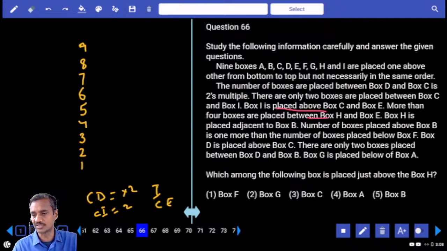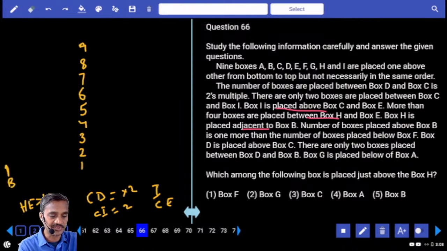And more than 4 boxes are between H and E. That is greater than or equal to 5 boxes, or 5, 6, 7. And H is placed adjacent to B. The number of boxes above B is 1 more than the number of boxes below F. If below F there is X, then above B would be X plus 1.